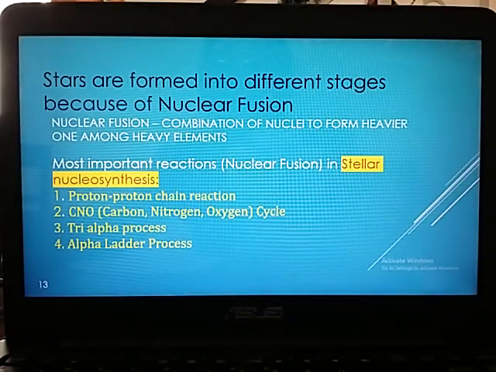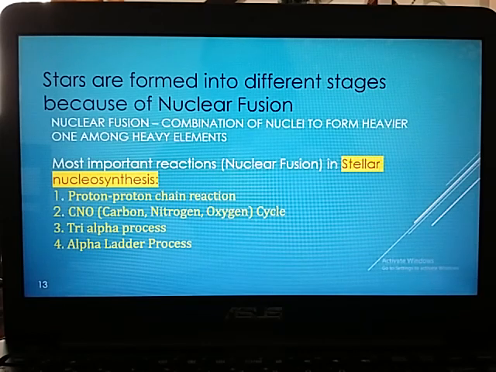So, next, stars are formed into different stages because of nuclear fusion. Because of nuclear fusion, many elements are formed. So, ano naman ang mga important reactions or nuclear fusion that happened in the center or within the star? So, there are 4.